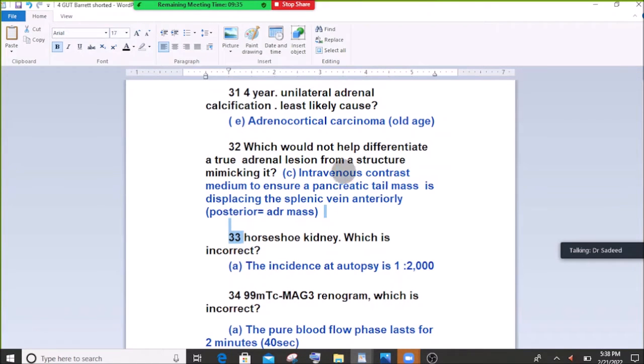Now, a mass which is displacing the splenic vein anteriorly is not an adrenal mass. An adrenal mass will displace the splenic vein posteriorly. So this does not help differentiate an adrenal structure.